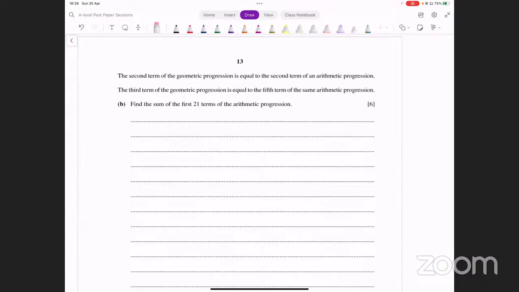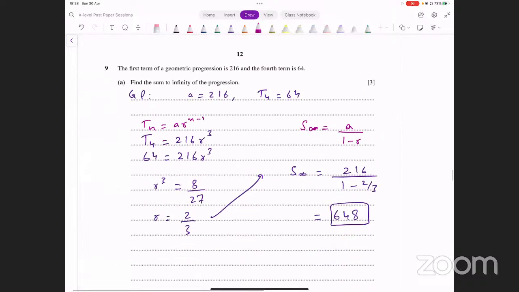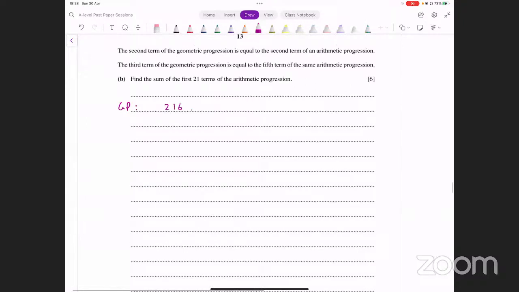Now, how do you figure that out? Let's write these things down. First of all, क्या information दी हुई है. We have some information about the GP. GP की terms हमारे पास क्या है? First term was 216. Now we know the ratio. What we can do is we can find the rest of the terms if we want. हमें कौन कौन सी टर्म चाहिए? सेकंड टर्म चाहिए और थर्ड टर्म चाहिए। GP की 2 टर्म चाहिए। फर्स्ट टर्म is 216. Let's find the second and also the third term of the GP.